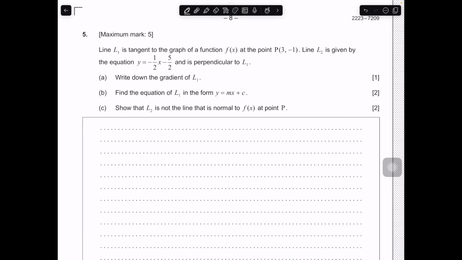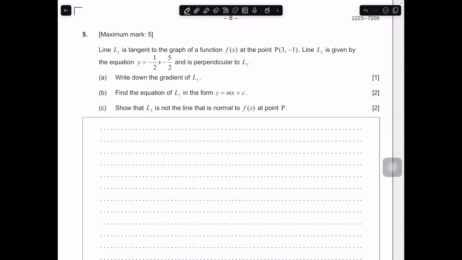Line L1 is tangent to the graph of f of x at point P, (3, -1). Line L2 is given by the equation y equals -1/2 x minus 5/2 and is perpendicular to L1. Write down the gradient of L1, find the equation of L1 in the form y equals mx plus c, and show that L2 is not the line that is normal to f of x at point P.